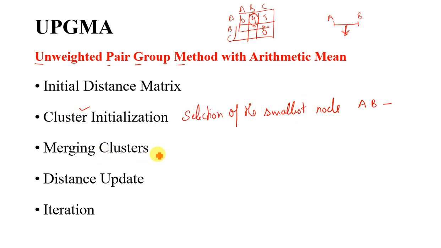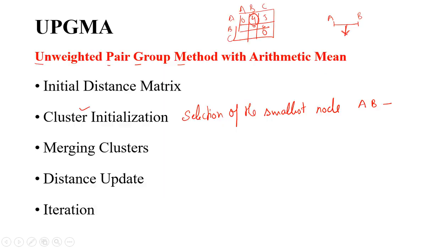Now we have to perform the merging of the cluster. It means when we have identified AB as the smallest cluster, I am going to take AB as a common node. Then I will update the distance values present here, and then I am going to perform this process multiple times until all the nodes are visited. So that is the simple step.